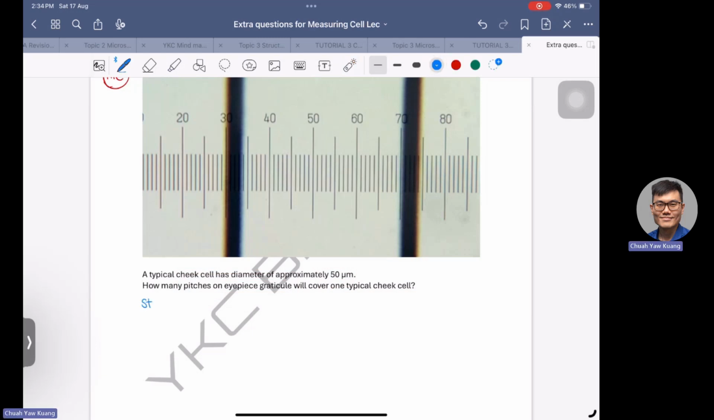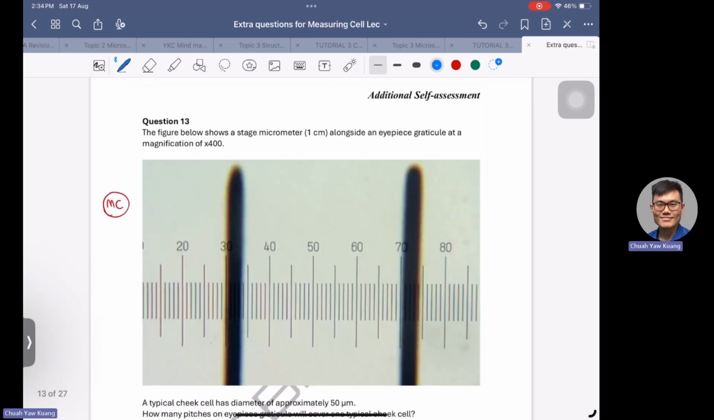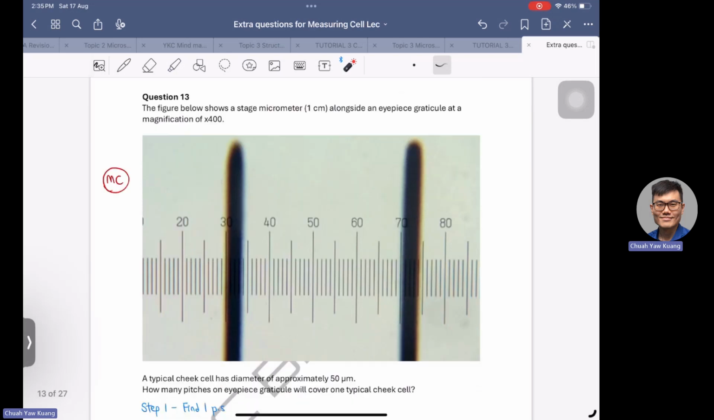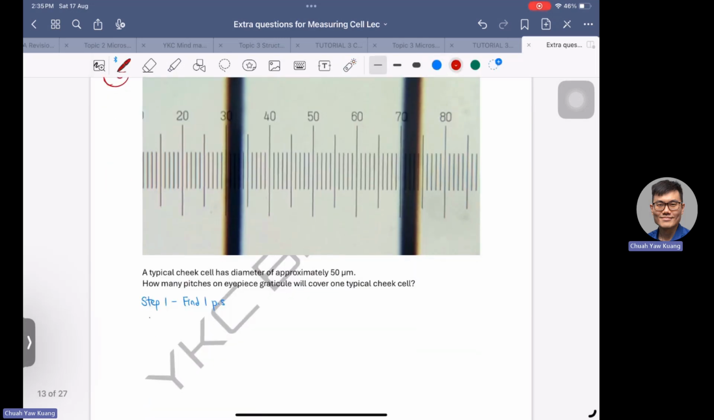So step number 1, you still find the 1 pitch on the stage micrometer. To find that, we have to look at the info given by the question. This is a stage micrometer with a 1 cm scale. It is not a special stage micrometer, just a normal stage micrometer. So that's why 100 pitches on the stage micrometer equal 1 cm.